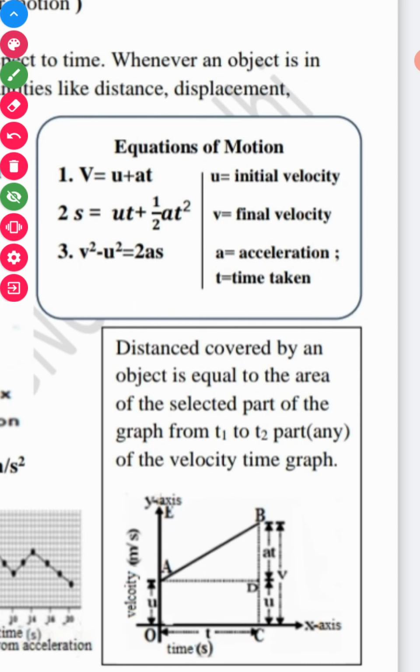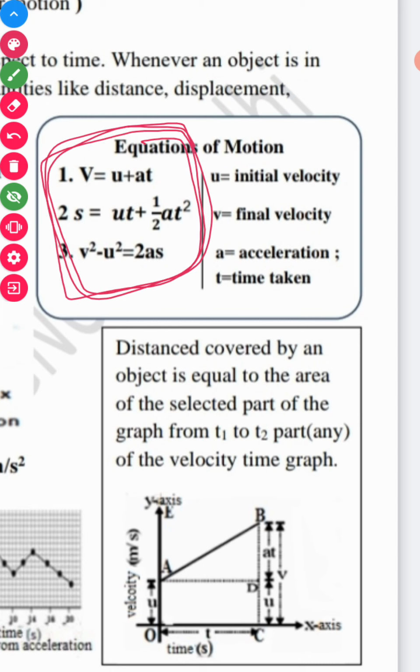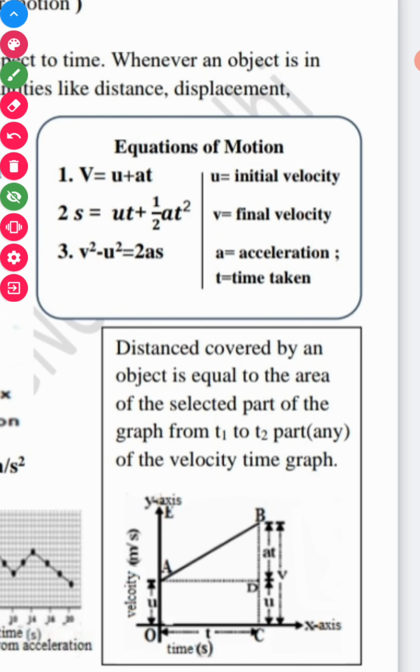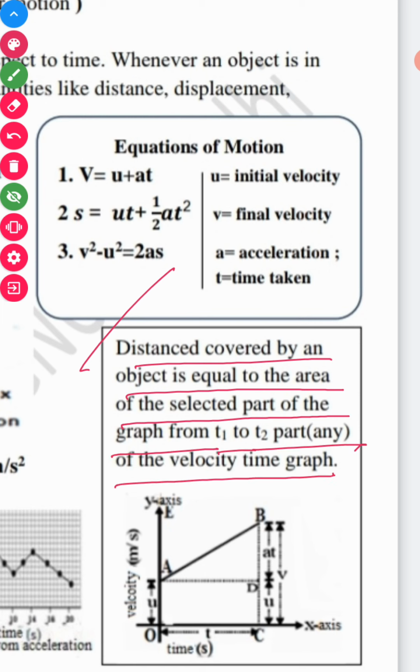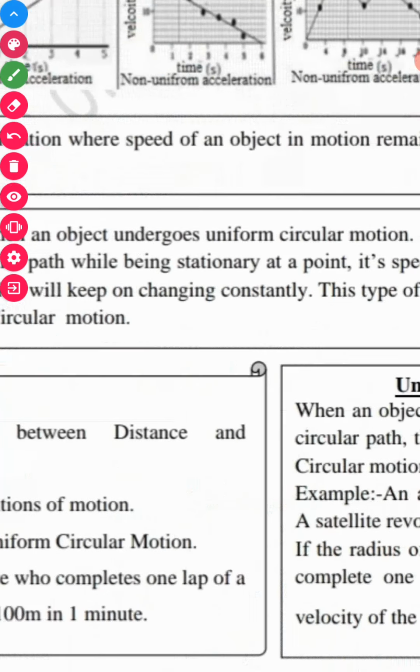Students, this is how we get these equations of motion from the graphical representation. The distance covered by an object is equal to the area of the selected part of the graph between t1 to t2 of any part of the velocity-time graph. Whenever we are given a velocity-time graph, if we calculate the area O, A, B, C, then we will be able to derive all these three equations of motion.